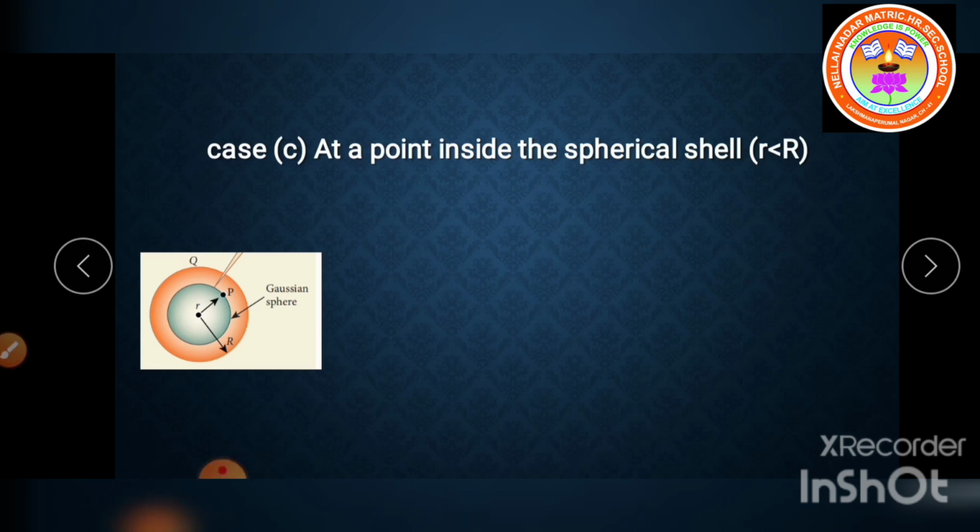Now we come to case C, at a point inside the spherical shell. We are going to consider point P inside the spherical shell at a distance small r. If you see here, the value of r is less than capital R. So with respect to the small r, we are going to consider one imaginary surface that is called the Gaussian sphere. Now for this imaginary surface, we apply the Gauss law.